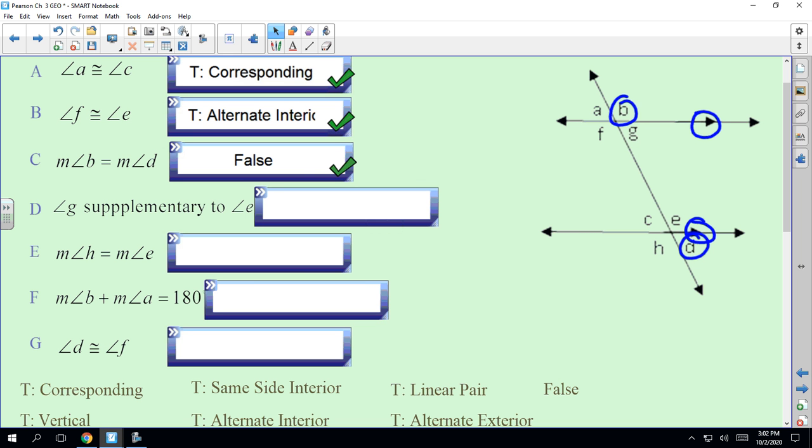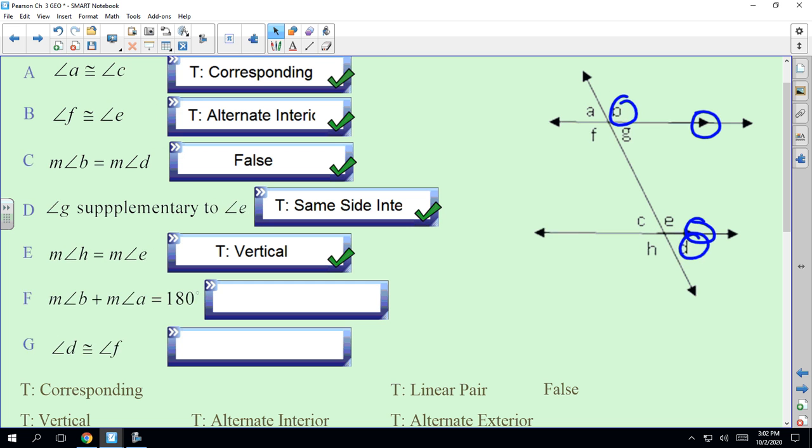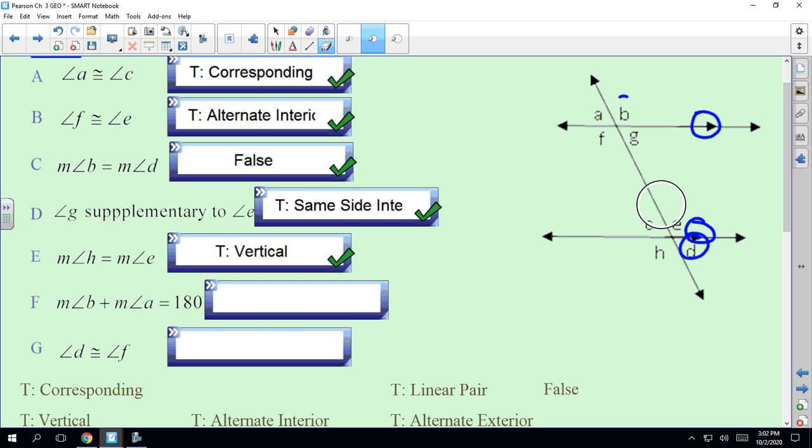Angle G supplementary to angle E. Those are same side interior angles, so that is yes. Measure of angle H equal to measure of angle E. Hey, those are vertical angles. H and E are vertical angles. That's the vertical angles theorem. Measure of angle B plus measure of angle A equals 180. B plus A. Here, let's get B there. Erase these. We've got measure of angle B, measure of angle A. Yeah, that's a linear pair. That's by definition. So that is true.